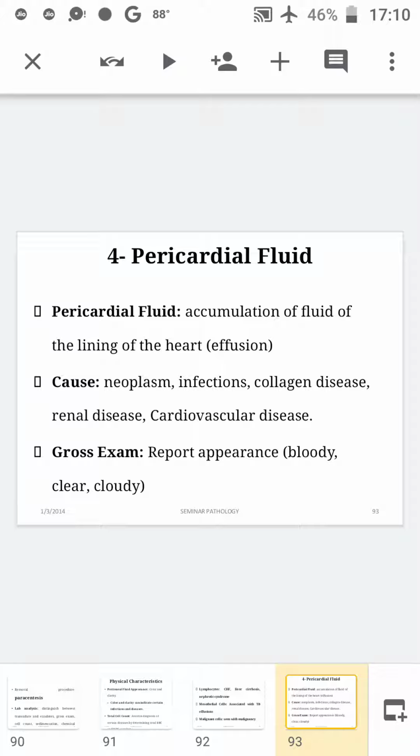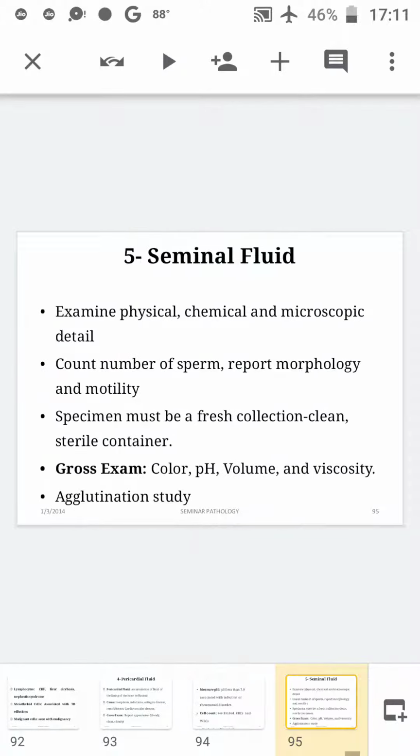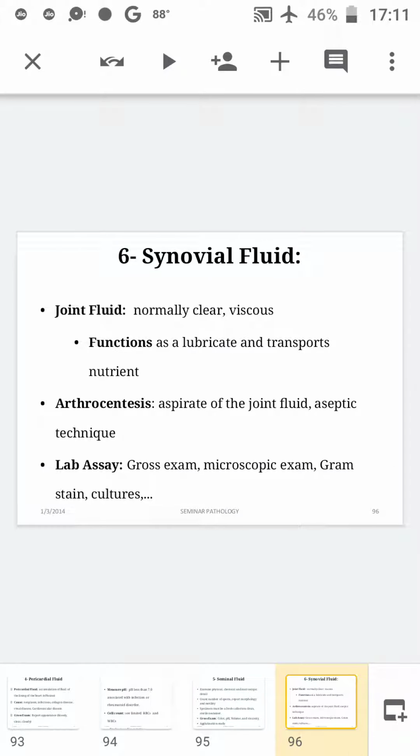Next is the pericardial fluid. Accumulation of fluid in the lining of the heart is called pericardial effusion. The main causes are neoplasm, infection, collagen disease and renal disease. In gross examination, you look for clarity, color and viscosity. Again you look at the pH. In cell count, if there is any traumatic tap, then there can be RBCs. If you rule out a traumatic tap, then it is because of infarctions.